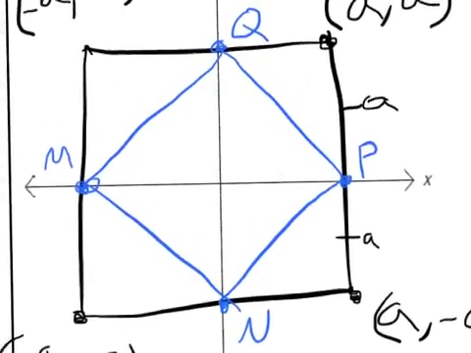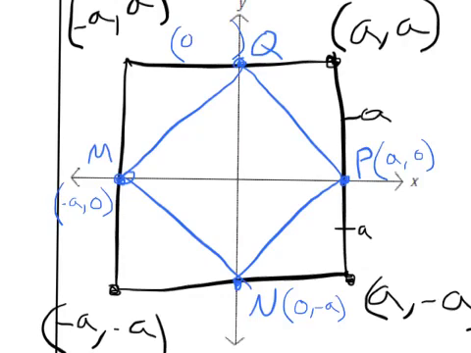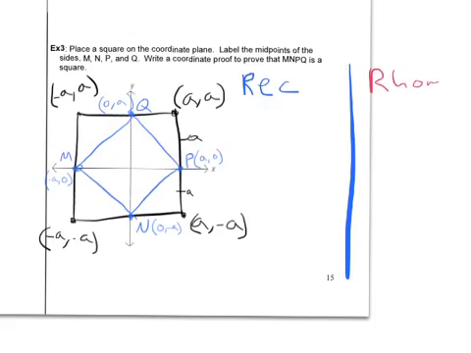Well, let's find the coordinates first. M here would be negative A, 0. N would be 0, negative A. P would be A, comma 0. And Q would be 0, A. In order to prove that something is a square, there's two things we need to check for. We need to do a rectangle check, and we need to do a rhombus check, and it needs to pass both of those checks. So let's do the rectangle check first.